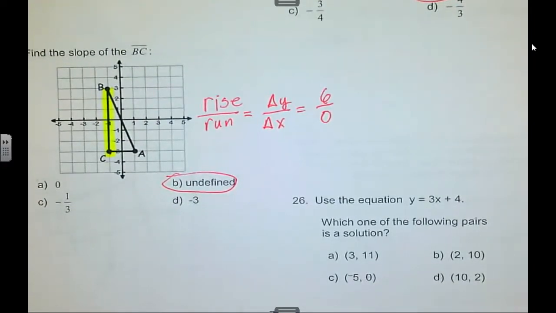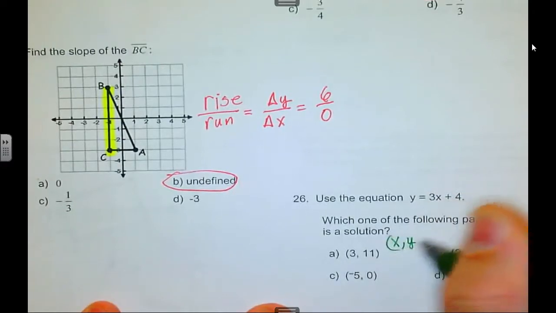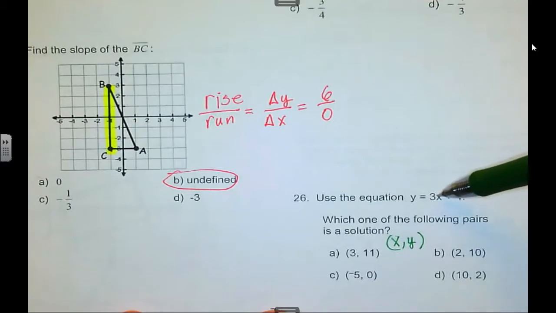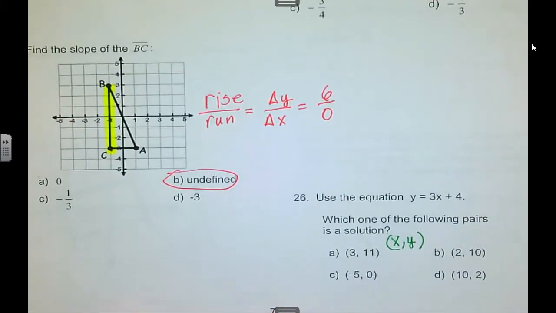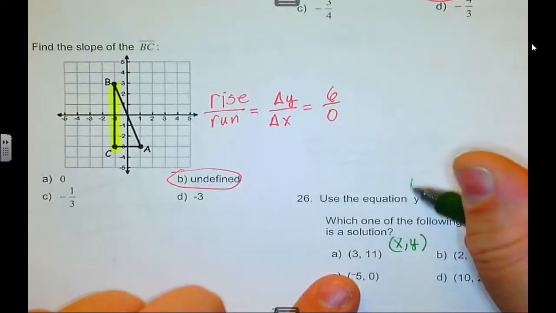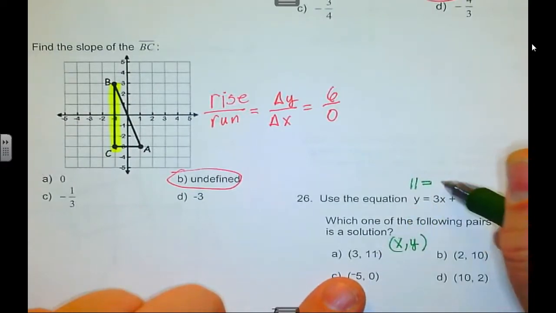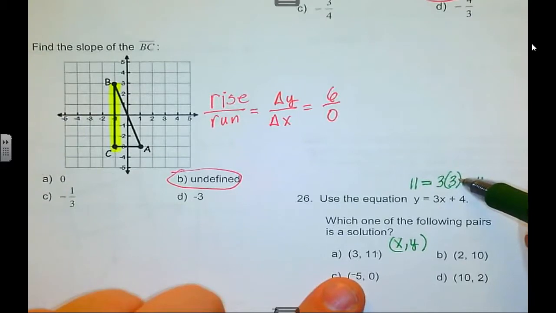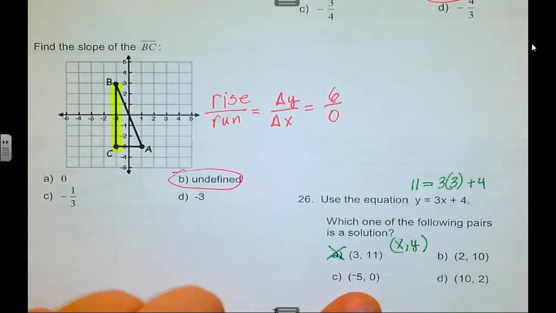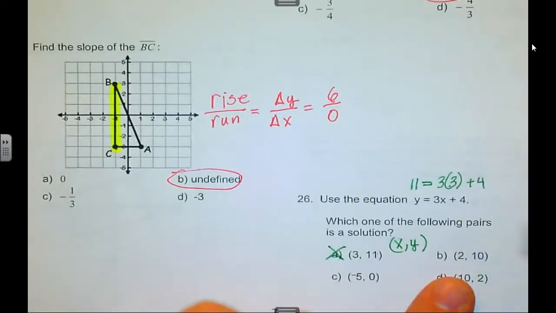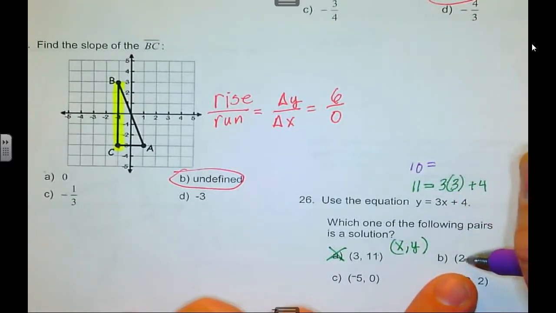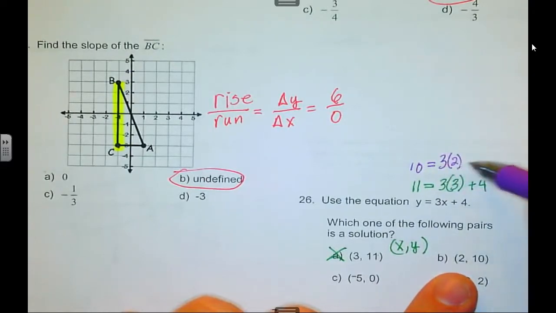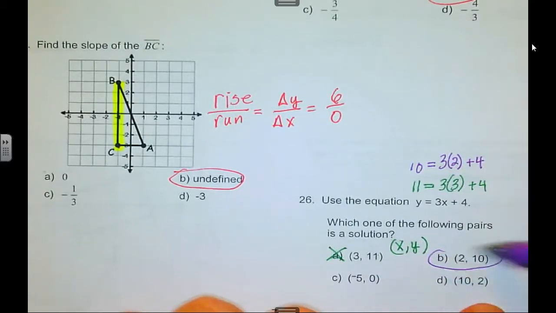Number 26. It says use the equation y equals 3x plus 4. Which of the following is a solution? Now remember, this is my x comma y. My x is my input. Whatever my input is, my y is dependent upon what that computes to. So A, there's no easy way to do this. You have to compute each one of these. My y is 11. Does 11 equal 3 times my x, which is 3, plus 4? Well, 3 times 3, 9, plus 4 is 13. This one doesn't work. Okay, B. Here's my y, 10. My x is 2, so 3 times 2 plus 4 is indeed 10. So this one works.